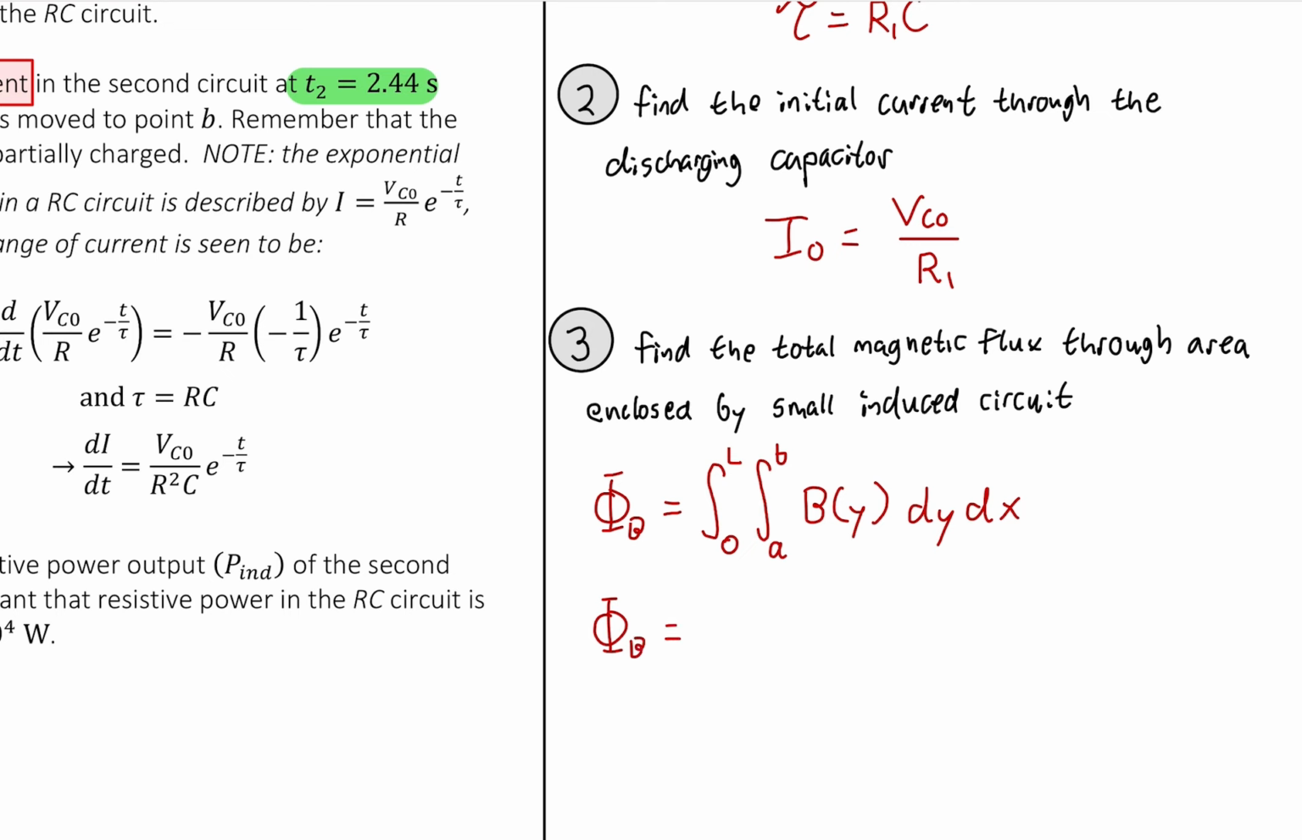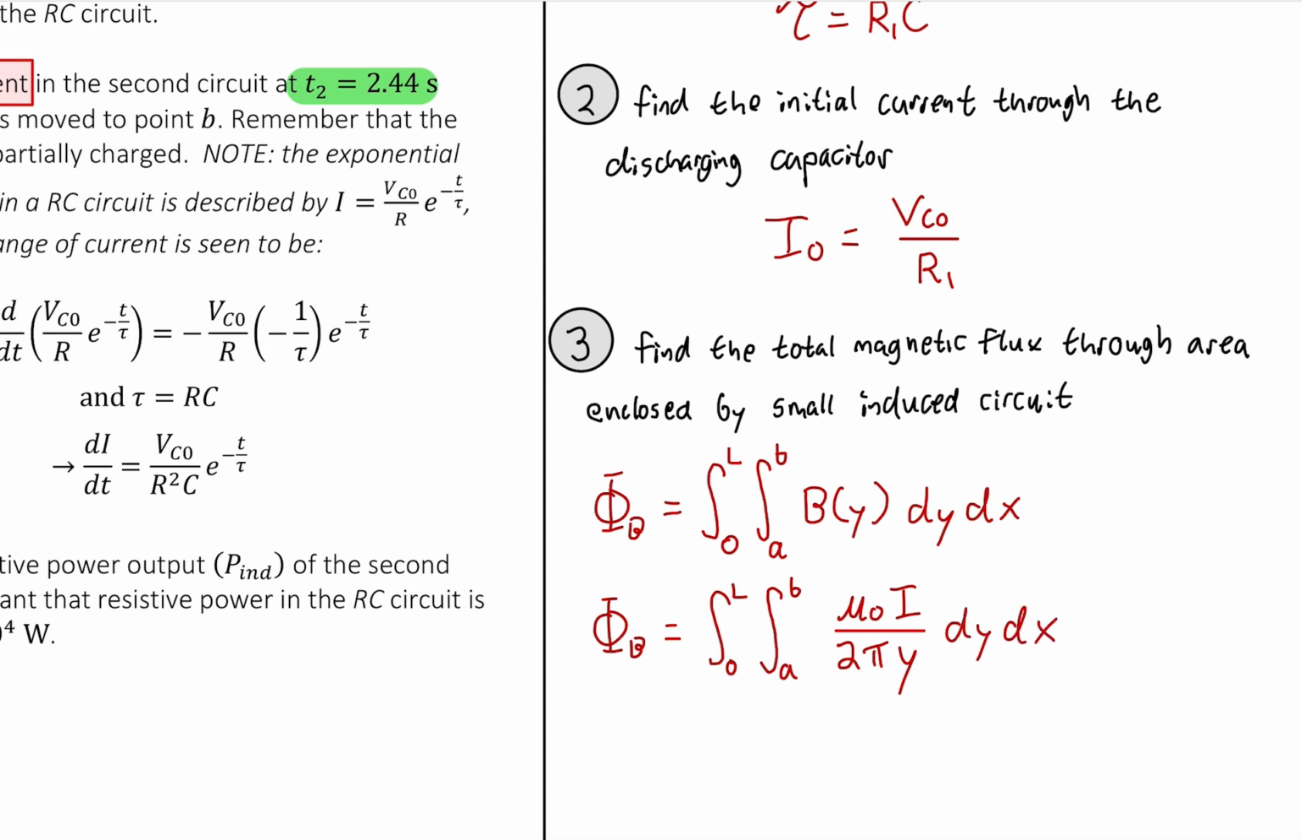And that's going to be the one that comes from the magnetic field of a current carrying wire, assumed to be long enough that there's no edge effects, and we'll make that assumption. So A to B, and then our magnetic field has the form of mu naught I over 2 pi y, okay? And then dy dx.